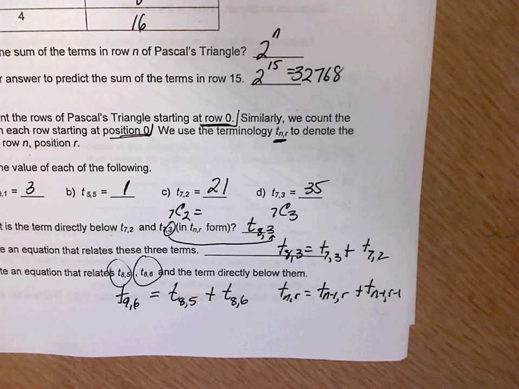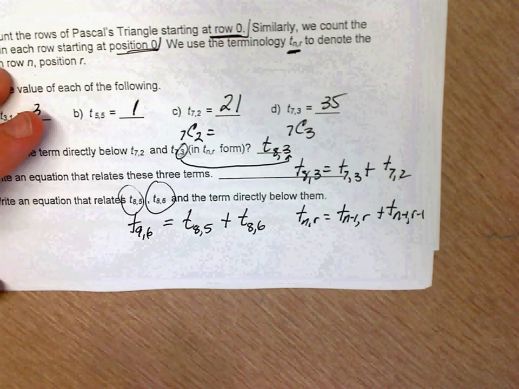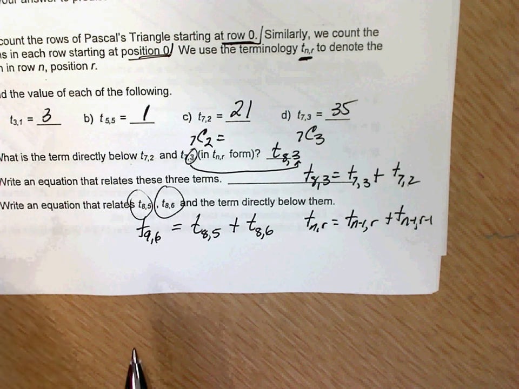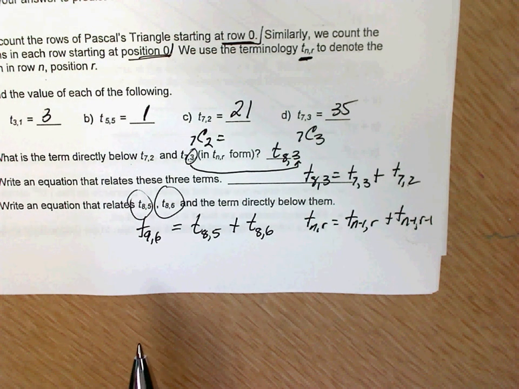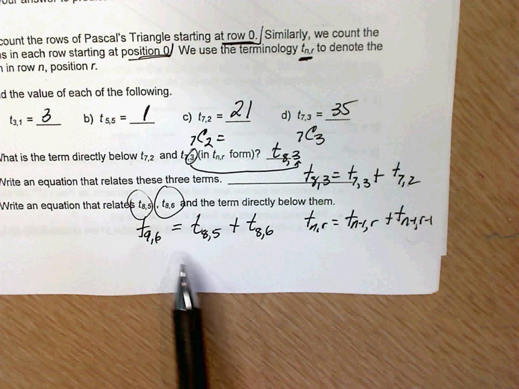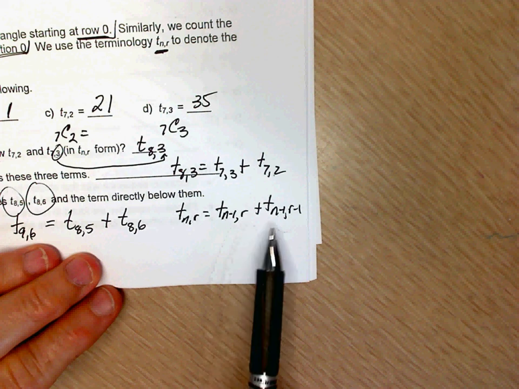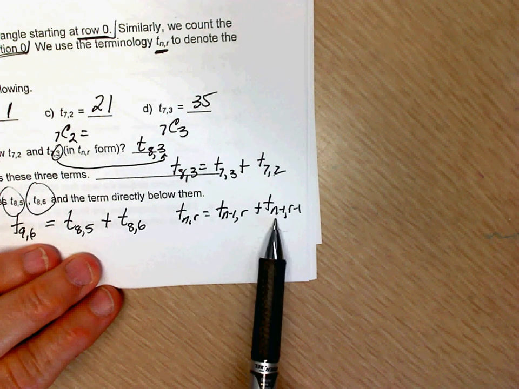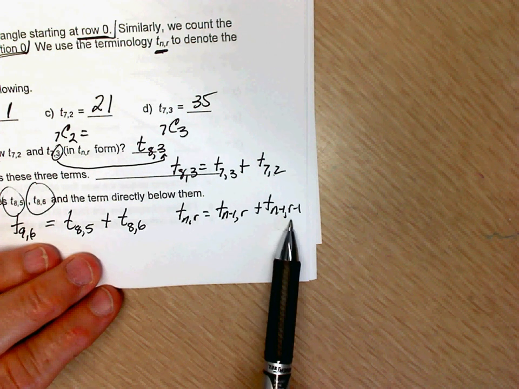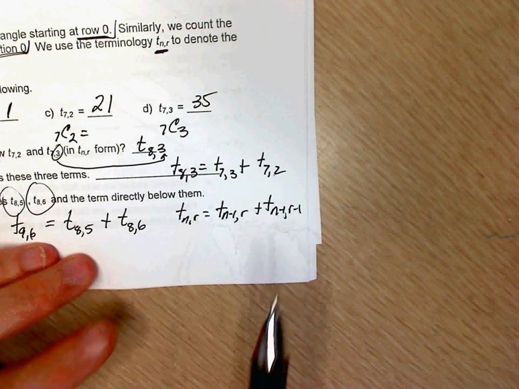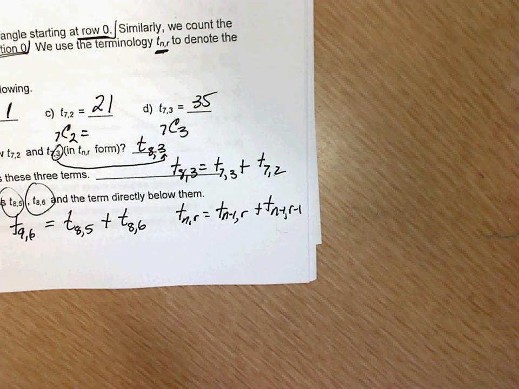Can I answer any questions on this? It's T n,r. No, on the right. Equals T n minus 1,r plus T n minus 1,r minus 1. Thank you. We're going to summarize it on the next page.